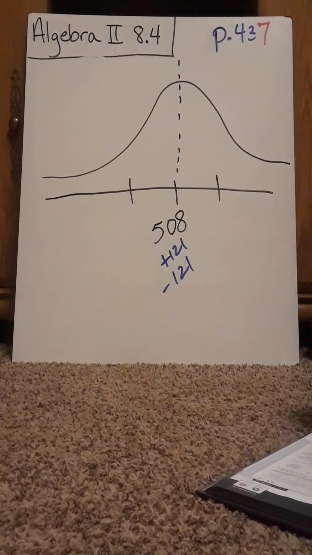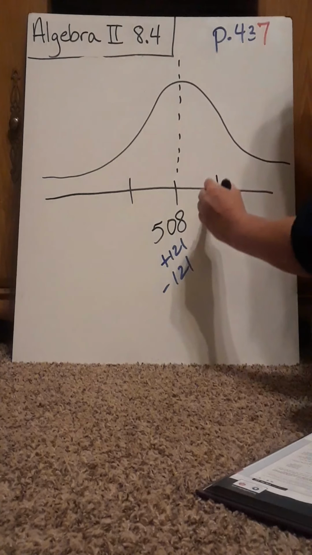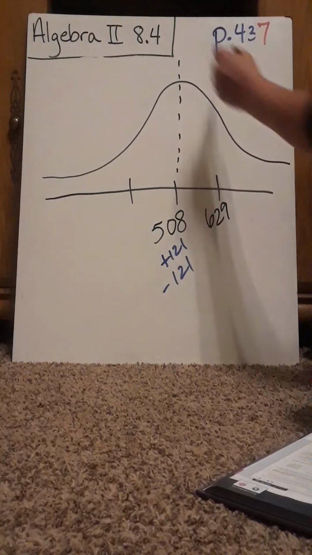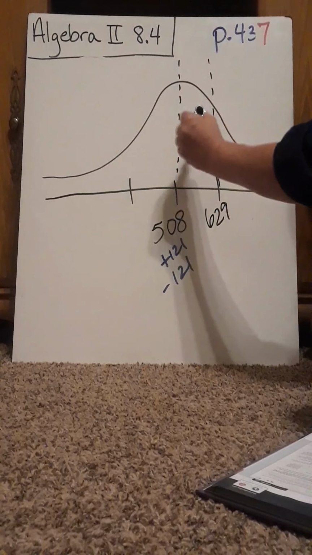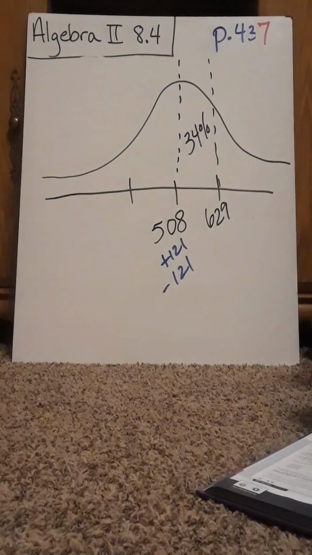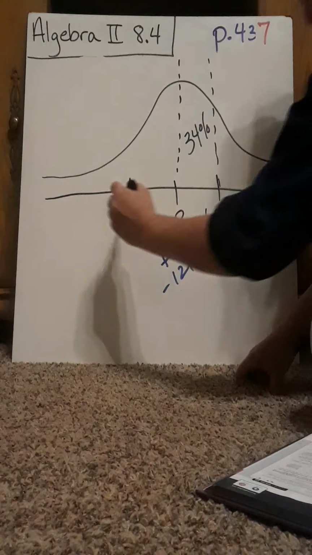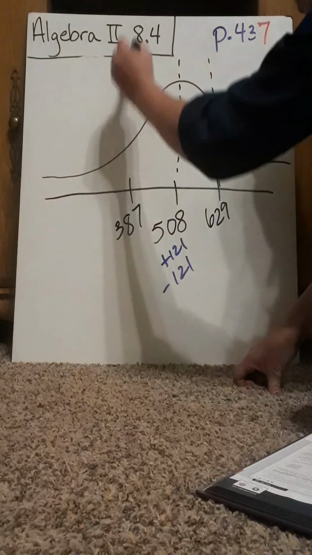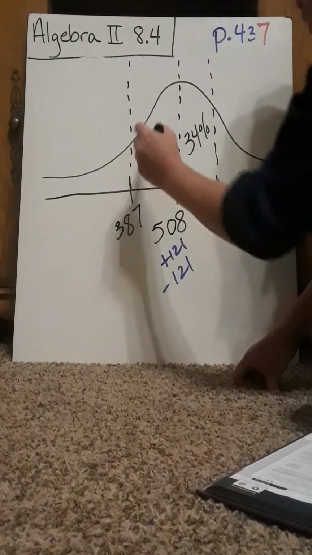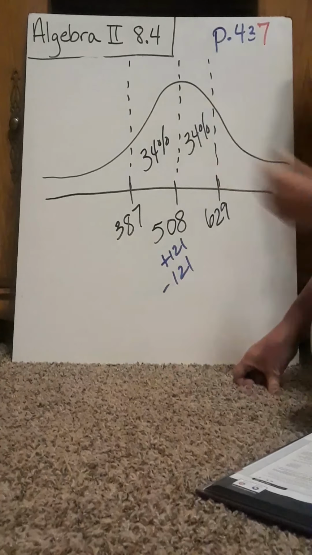Let's take our calculator. Let's do 508 plus 121 is 629. That puts me one standard deviation above the mean. That's 34% of my data right there. Now let's take that 508 and let's subtract 121. 387. That is your one standard deviation below the mean. That's another 34% of your data.